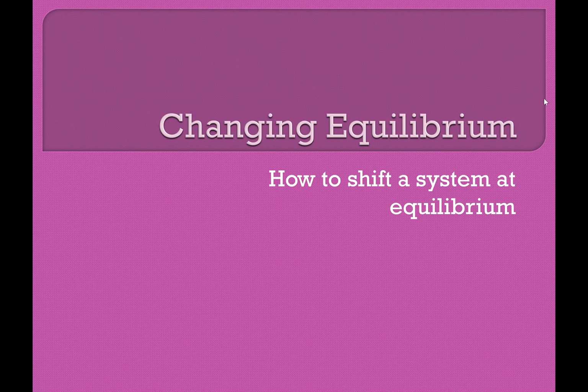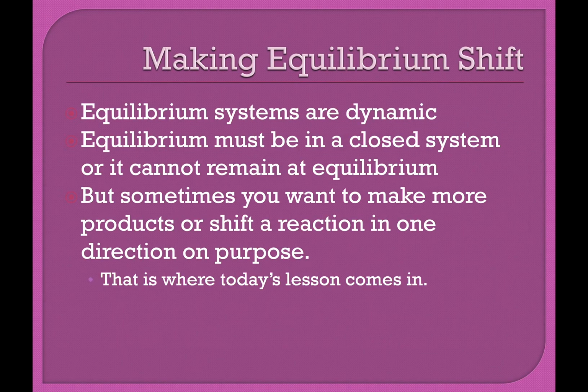Hey folks, today we're going to be covering our last lesson in our unit on kinetics and equilibrium. And today we'll be talking about changing equilibrium, on how we can take a system that is at equilibrium and cause it to shift either in a forward or reverse direction to achieve some type of desired outcome. So we'll see how we can affect reactions that are at equilibrium with today's lesson.